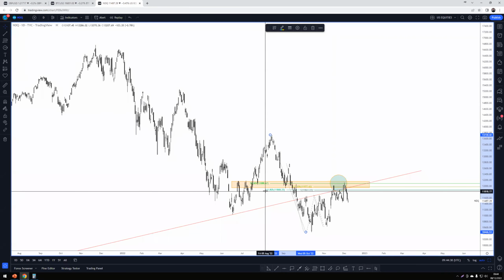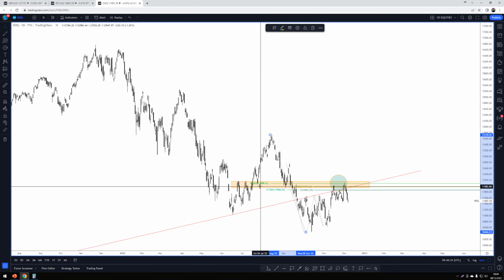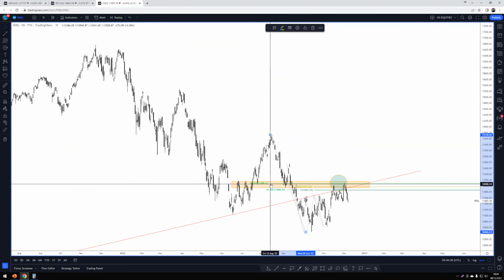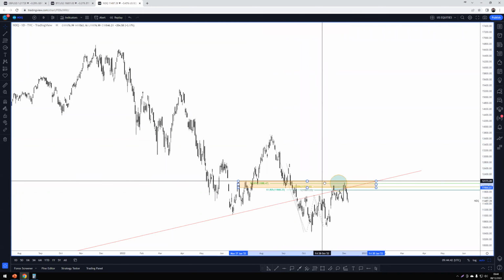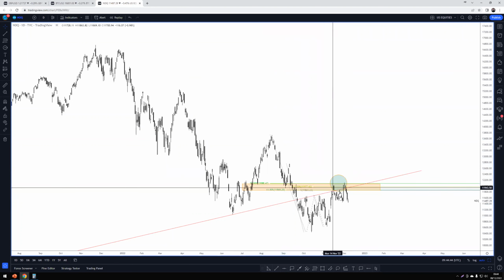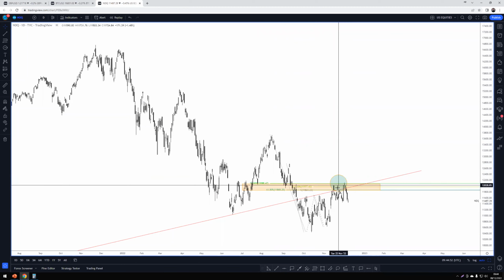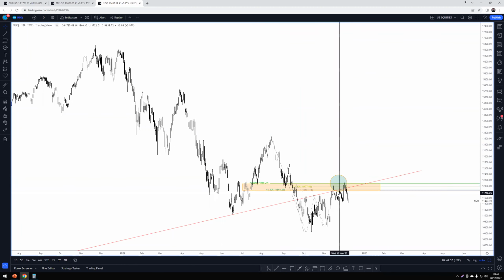We have our 61.8% at 11,868, and our 50% retracement at 12,088. This forms the basis of our Fibonacci area, if you will. Again, this is not a great example of a Fibonacci cluster. I want them to be much tighter within a range, but it's just to give you an idea.